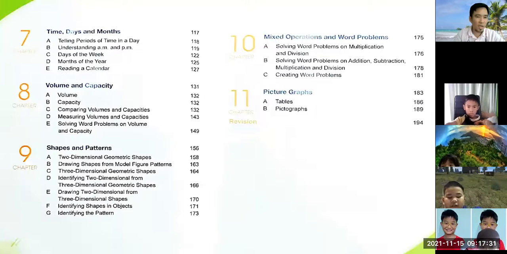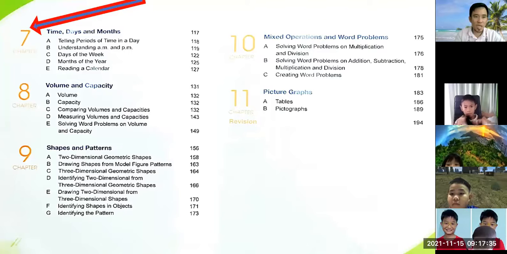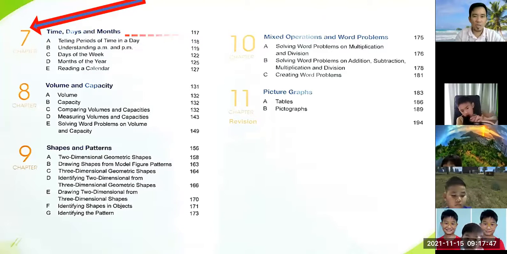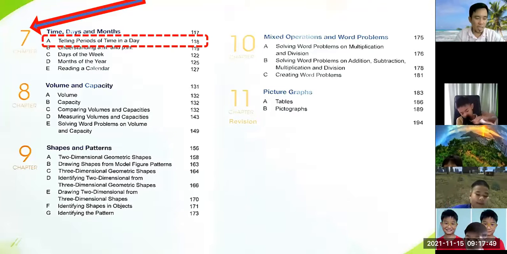And this time we are in chapter 7. Chapter 7 is about time, days, and months. And we will focus on letter A, which is about telling the periods of time in a day. In your textbook, if you have a textbook, you can see it on page 118. But in your workbook, we are on page 107.